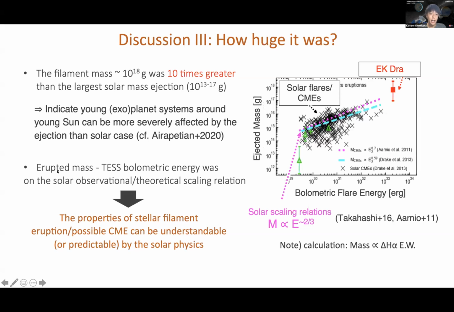And in addition, we found that the erupted mass and the TESS bolometric energy lie on the solar observational and theoretical scaling relation. So these findings may indicate that the properties of the stellar filament eruption and possible CME on a solar-type star can be understood or predicted simply by solar physics.